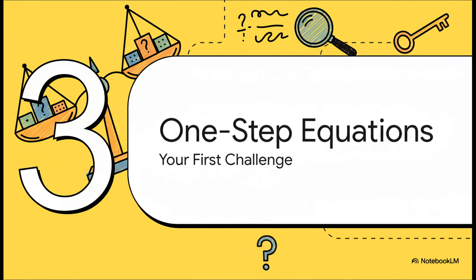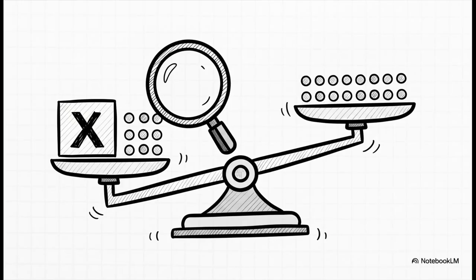Okay, toolkit in hand, let's go. It's time for our first challenge. We're going to start with what are called one-step equations. This is where we get to put one of our shiny new tools to the test on a really simple problem. So let's look at our first case file: x plus 6 equals 14. Now remember, what's the goal? Get x all by itself on one side of that equal sign. But right now, it's hanging out with a plus 6.